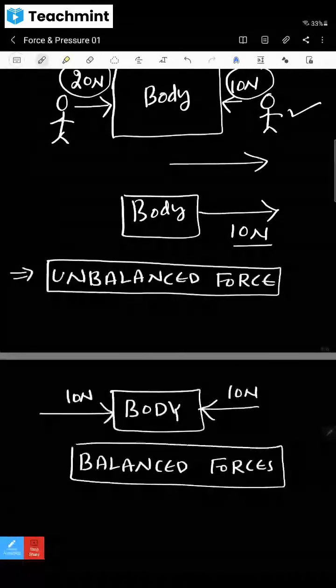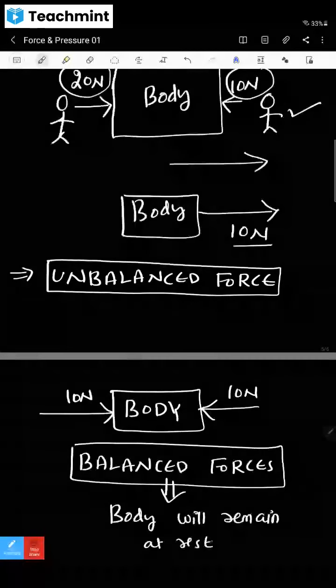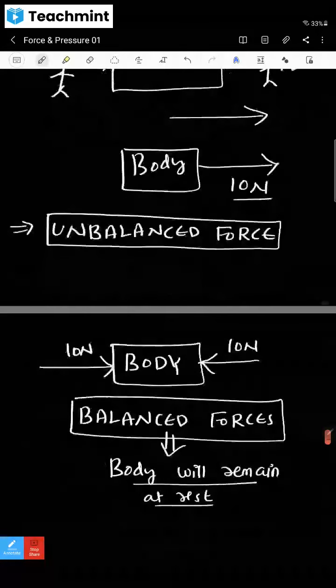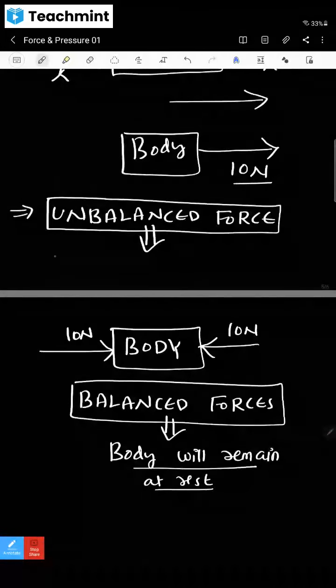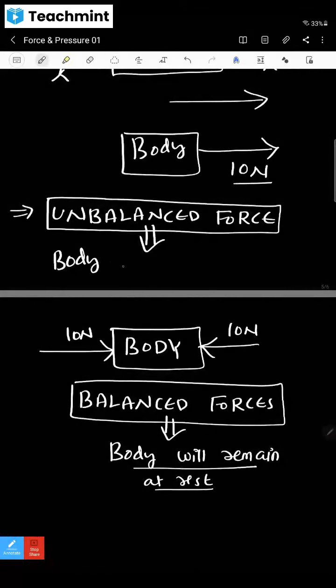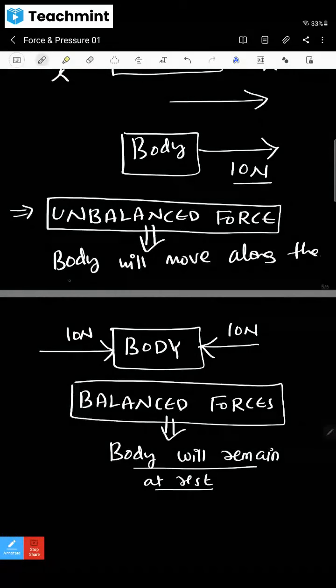Whenever balanced forces are acting, the body will remain at rest only. Yes or no? Whenever balanced forces are acting, then the body will remain at rest. But whenever unbalanced forces are there, the body will move. The body will move along the direction of more force.